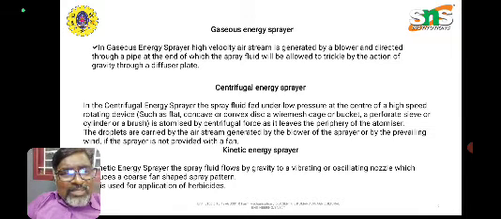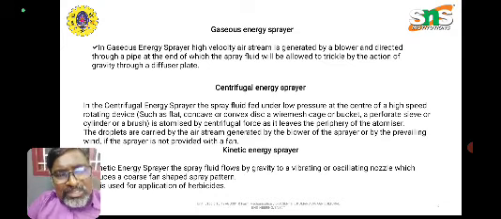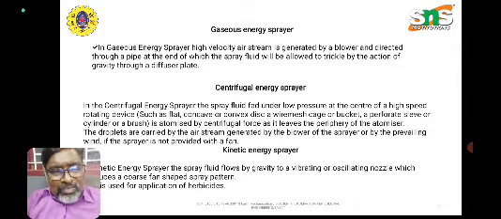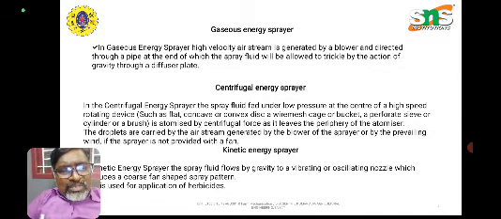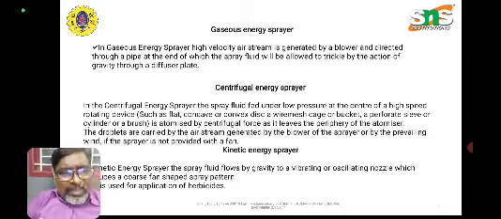To say about the centrifugal energy sprayer, we should know what centrifugal force is. There are two types of force generally we should know: one is the centripetal force and one is the centrifugal force. In the case of centripetal force, all the particles tend to move towards the center, and in the case of centrifugal force, all the particles tend to move away from the center. That concept or energy is used for this spray application.